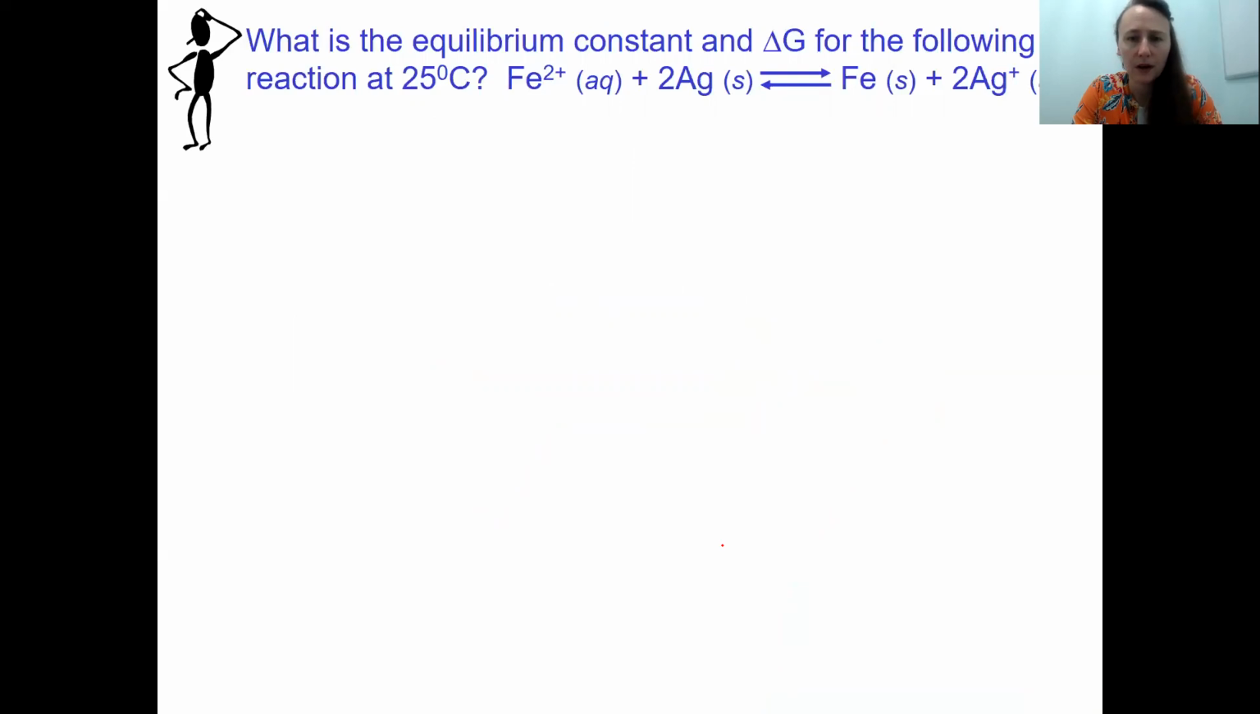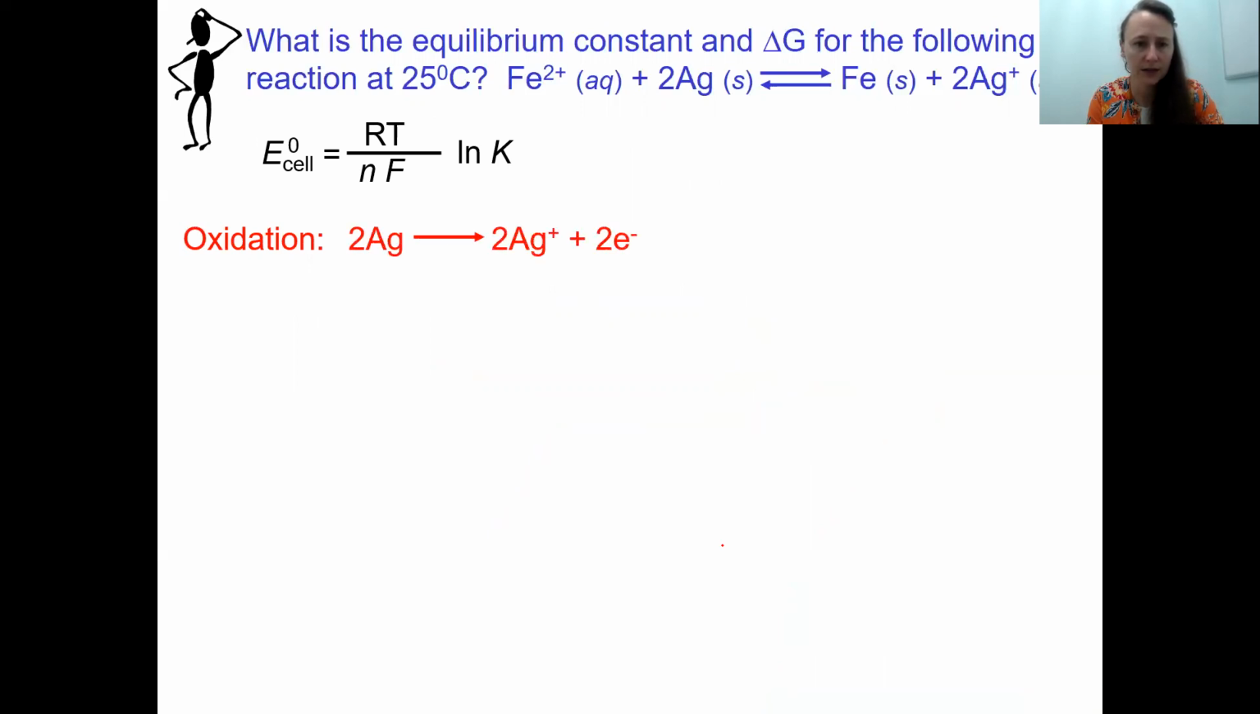What is the equilibrium constant and the free energy for the following reaction at 25 degrees Celsius? All right, so let's evaluate this equation. In this chapter we are studying cell potential, so let's relate these values to the cell potential. The oxidation half reaction is the silver being oxidized to silver plus. The reduction half reaction is the iron 2 plus being reduced to iron. And in the balanced equation, we see that there are 2 electrons being transferred, so N is equal to 2.